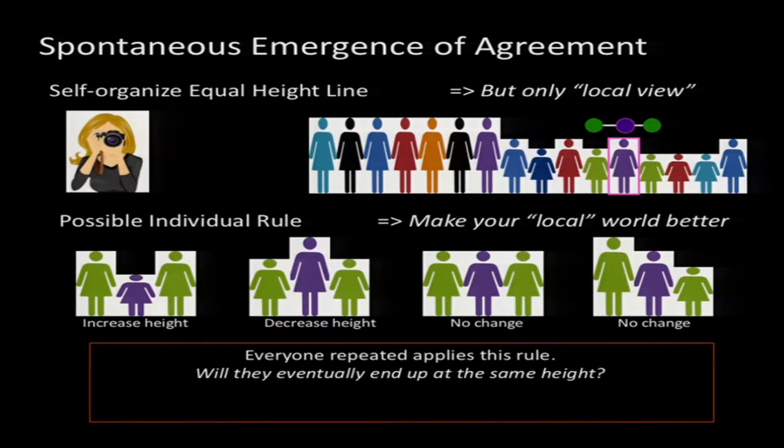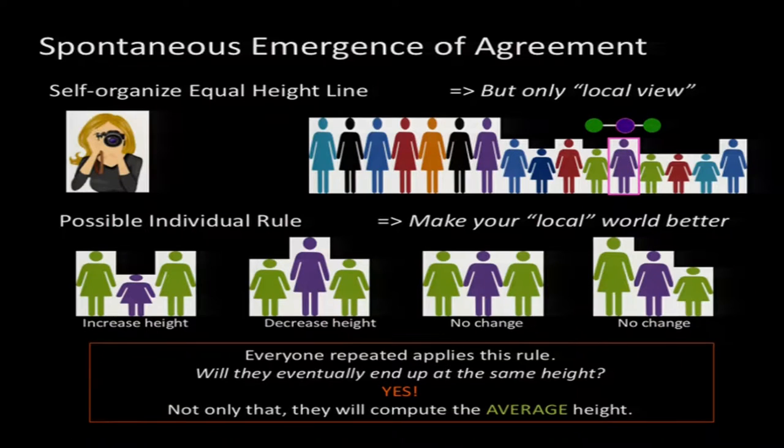Now, that's not totally obvious, right? Because first of all, this person here sees two people shorter than them, they might decrease their height, but then this one might increase her height. And this one at the end might decrease her height, but then later on may increase her height. And so as an individual, you're actually just making mistakes all the time, right? So how do we know that there aren't just going to be mistakes in the system forever, as opposed to everyone coming to some kind of consensus, some kind of agreement?